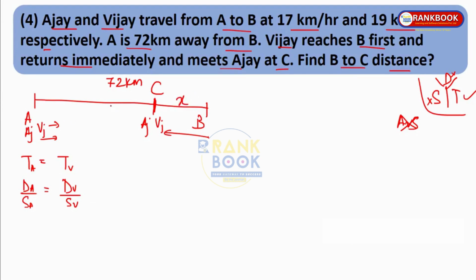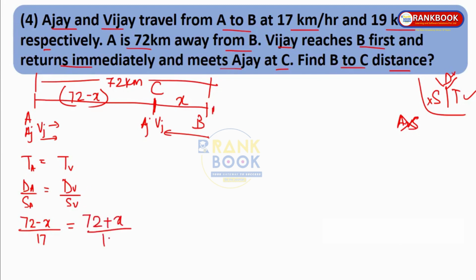So how much did Ajay travel? Ajay traveled from point A to C, right? That is 72 minus X kilometers. Total distance is 72 kilometers, and this is X kilometers. So Ajay traveled 72 minus X kilometers. Speed of Ajay is 17. Distance traveled by Vijay: Vijay goes 72 kilometers till this point and comes back again X kilometers. So Vijay travels 72 plus X kilometers divided by 19.